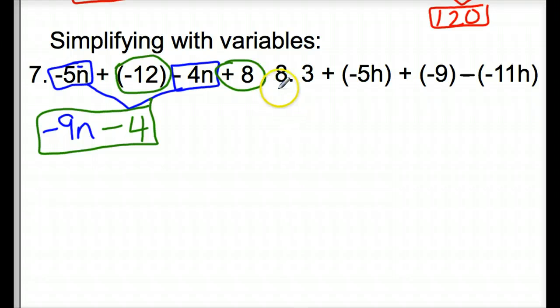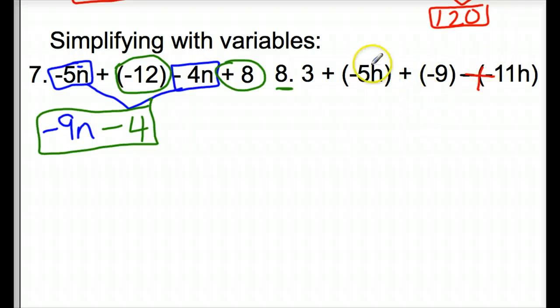All right, number 8 over here. We have our 3 plus a negative 5h plus negative 9 minus negative 11h. So for this one, it's going to be a little bit different because we have a negative and a negative right here. So right away, we know we can change that to a big positive. Those two negatives cancel out.